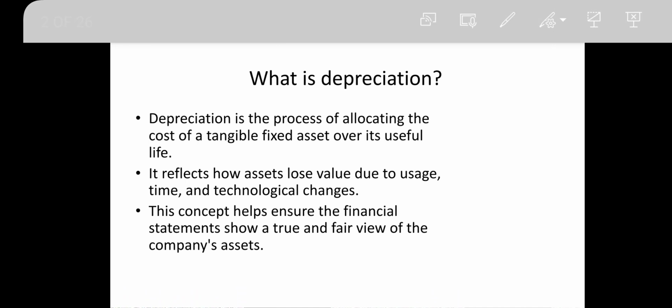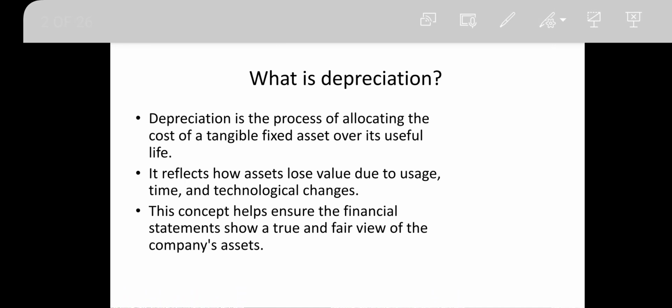Depreciation is the process of allocating the cost of a tangible fixed asset over its useful life. In simpler terms, when a company buys something like machinery, vehicles, or furniture, that item loses value over time. Depreciation accounts for this loss in value. This loss can happen due to usage, wear and tear, the passage of time, or even technological changes.